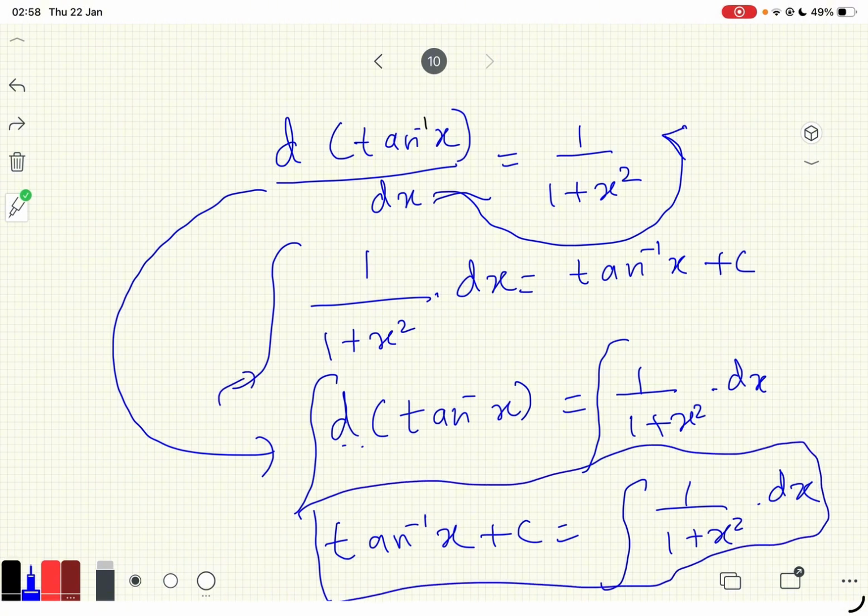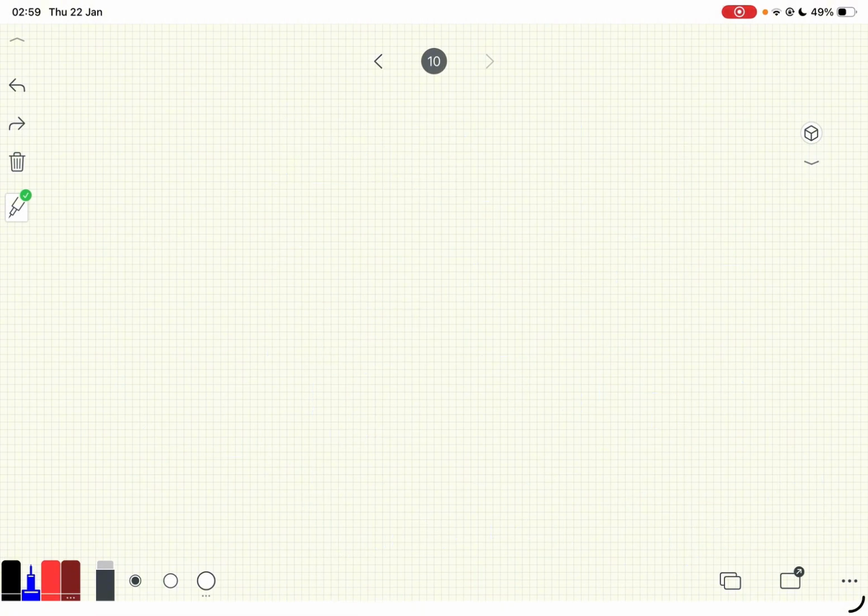So whenever you see this, that immediately tells us the reverse fact is true. Whenever you see 1 plus x squared in the denominator, your brain should shout, this is arctan. Now, the exams often give you x squared plus a squared instead of x squared plus 1.